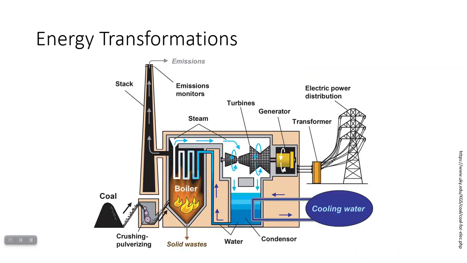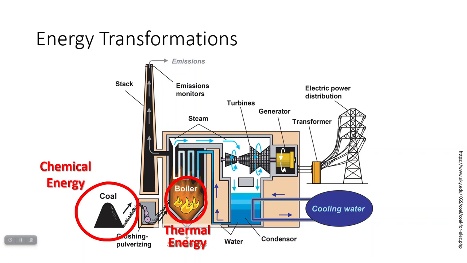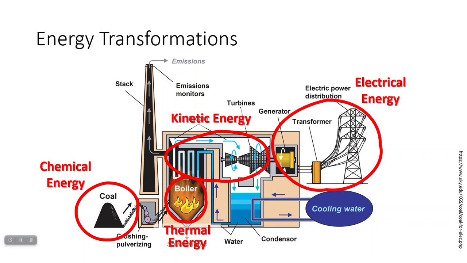So, first, real quick, let's talk about the energy transformations that are happening here. You start with chemical energy in the form of the fossil fuel. When you burn it, that turns into thermal energy, which is then turned into kinetic energy in the form of the steam that's moving, that then turns the turbine. And then finally, at the generator, you convert that kinetic energy into electrical energy. So keep in mind the energy transformations that are happening.